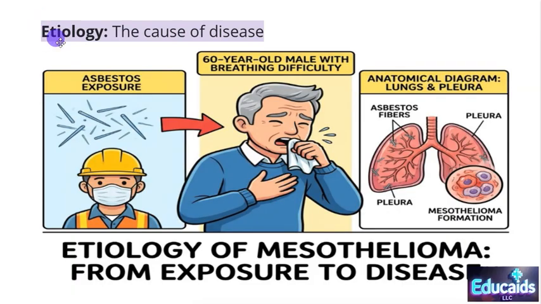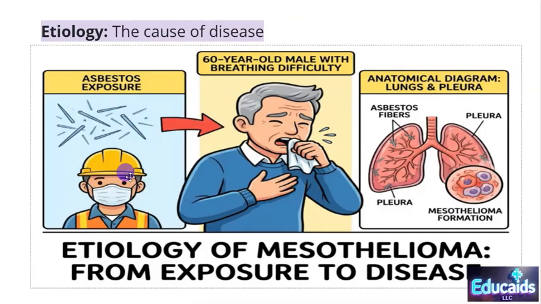Our next definition, etiology, so the cause of disease. This is asbestos exposure, and then later a 60-year-old male having breathing difficulty, and we find out that he's got mesothelioma from asbestos fibers. So asbestos is a natural mineral. Natural is the trendy thing right now, right? So asbestos is a natural mineral.